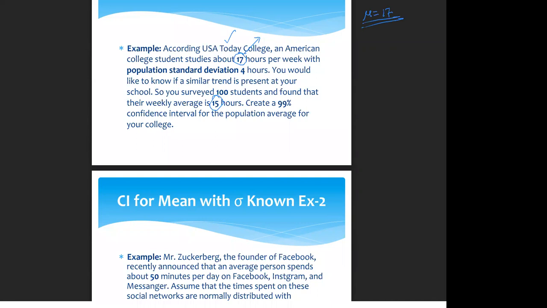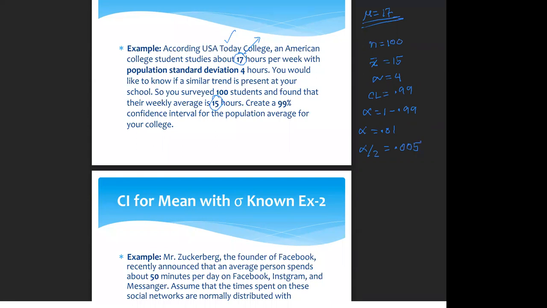Now, you want to test it for your school in a way. So you took a random sample of 100 students. So your N is 100. And your X bar is 15, like 15 hours. And also they have given you sigma is equal to 4. We need to create a 99% confidence interval. So my confidence level is 0.99. My significance level alpha is 1 minus 0.99, or alpha is equal to 0.01. So alpha over 2 is equal to 0.005.